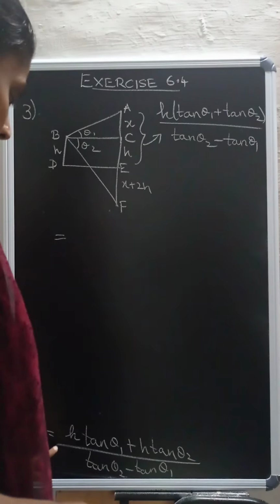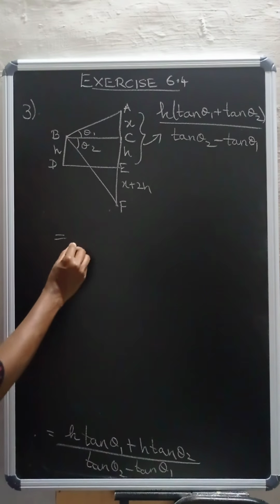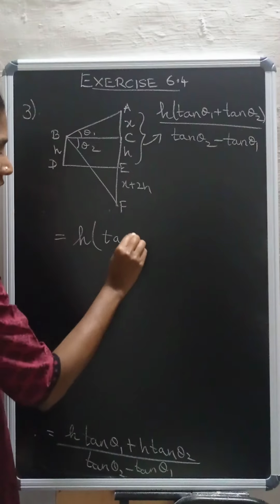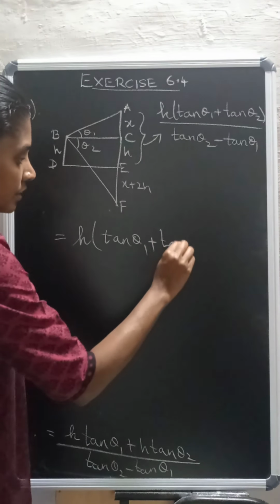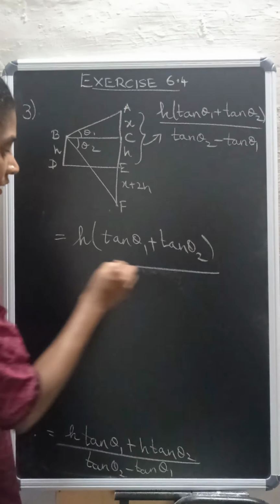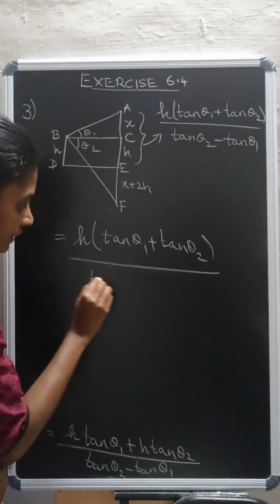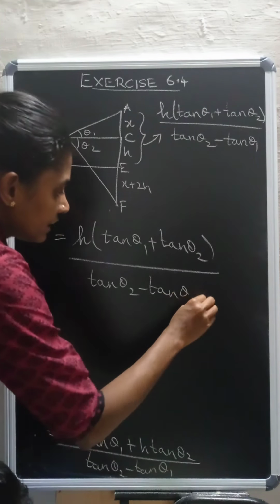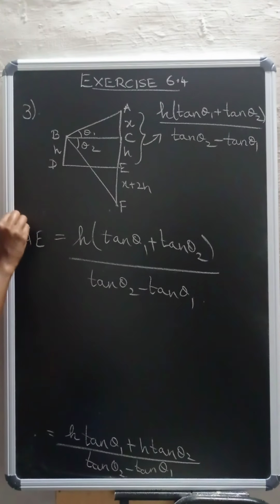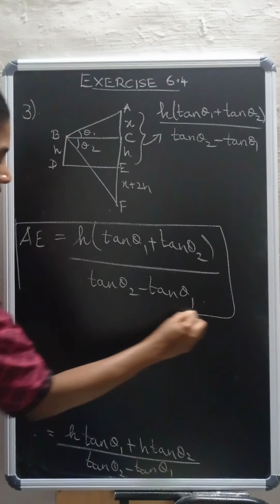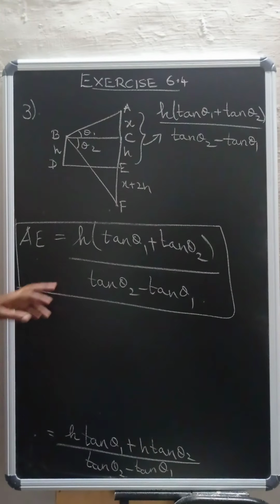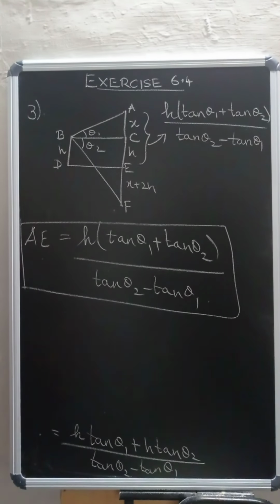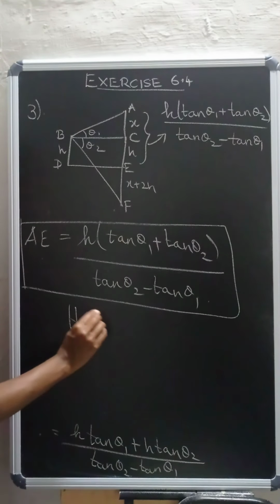Now take h common out from this step. When you take h common out, you will get h (tan theta 1 plus tan theta 2) divided by (tan theta 2 minus tan theta 1). So we have got the distance between the ground and the cloud is equal to h (tan theta 1 plus tan theta 2) by (tan theta 2 minus tan theta 1). Hence proved.